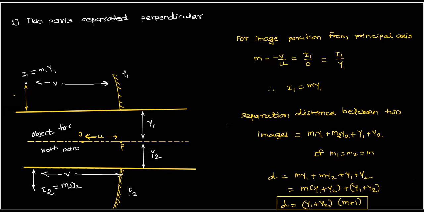Okay. Now next part, the second one. Now how have we cut? We cut along the principal axis and place perpendicular. Now how am I placing? Separated parallel. Okay, two parts separated parallel. Then how?